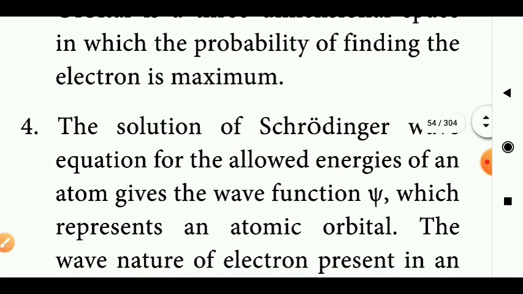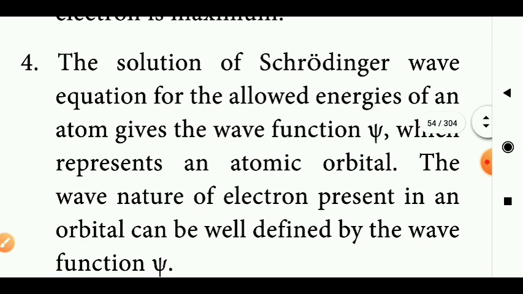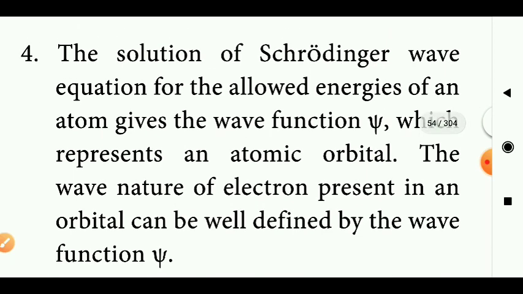Next, the fourth one, the solution of the Schrödinger wave equation for the allowed energy levels of an atom gives the wave function psi, which represents an atomic orbital. The wave nature of the electron present in an orbital can be well defined by the wave function. We just saw the equation, which gives the allowed energy level. The allowed energy level is nothing but the atomic orbital. So the atomic orbital can be described by the wave function psi.